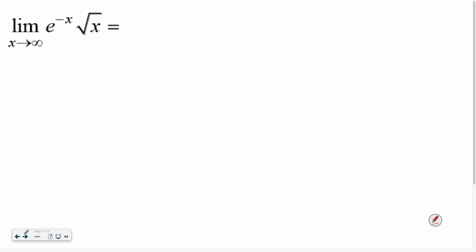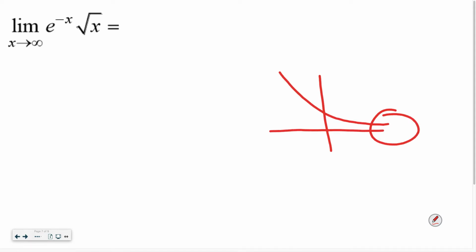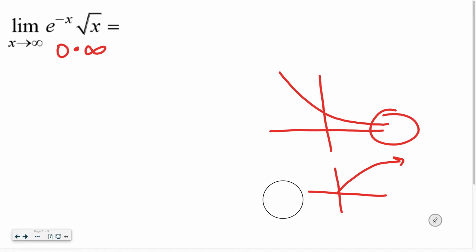It goes to 0. e to the negative x, exponential decay, towards infinity, we're going towards 0, right? But radical x, we know, looks like this. And so our end behavior towards infinity is infinity. Well, we talked about how this is an indeterminate form. We can't actually calculate that limit.